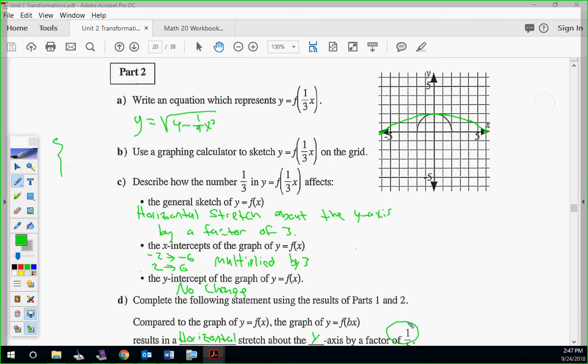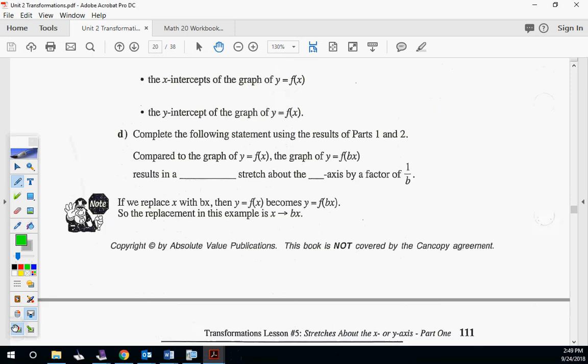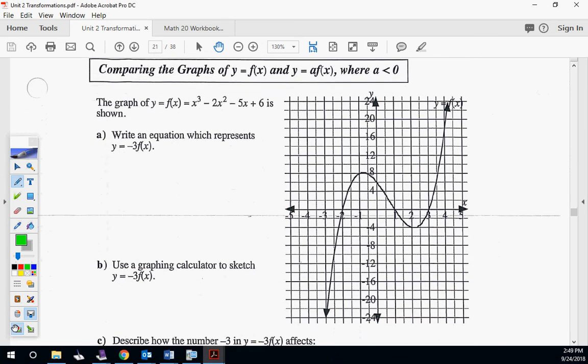Okay, so what if you had 2/3? What would your stretch be? 3/2, right? If you had 5, it'd be 1/5. So 1/5 would be really tiny, right? Be very skinny. Okay, so the bigger the number there, the skinnier it's going to be. And we'll see that with sine and cosine curves later, how it makes your sine and cosine curves shrink. Okay, all right, so let's look at this one.